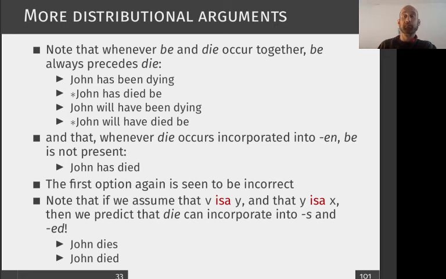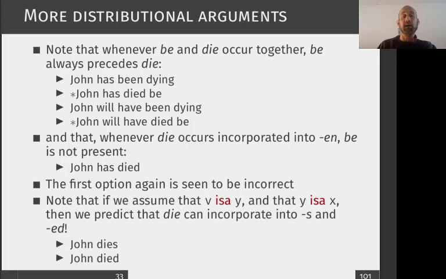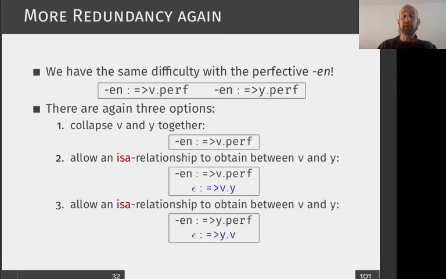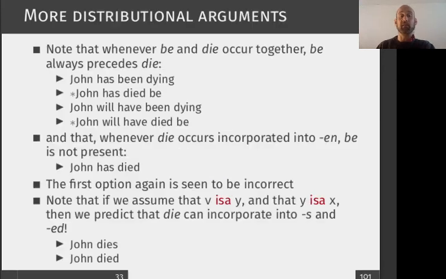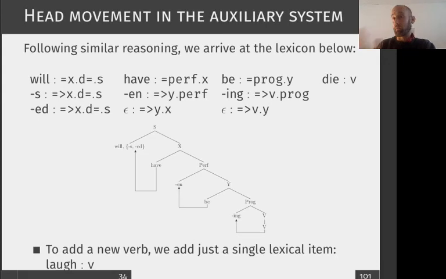So, moreover, if we assume that v is a y, so the second option here, and that y is an x, the third option here, then we allow v to also be an x by saying first, oh, it is a y and y is an x, therefore v is an x. Okay? Then we predict that die can also incorporate into s and ud, as actually is the case. John dies and John died. Okay? So that's what we're going to adopt.